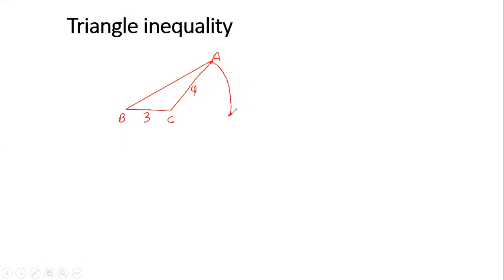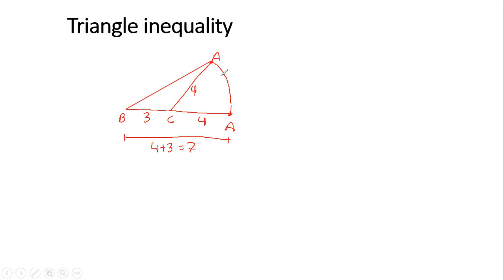At one point in time, A will come here. When A comes here, this AC, which is 4, is lying flat now. So do you acknowledge as I was bringing this point down, AB was increasing, and at this point, I'll get the maximum length of AB, which is 4 plus 3, equal to 7.